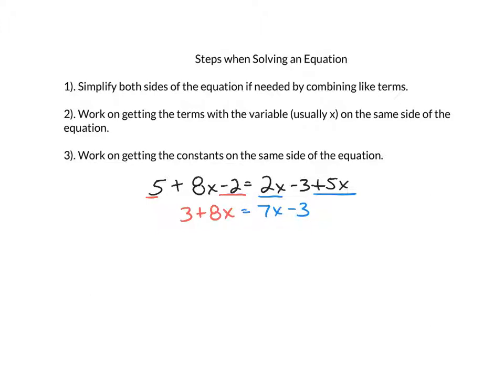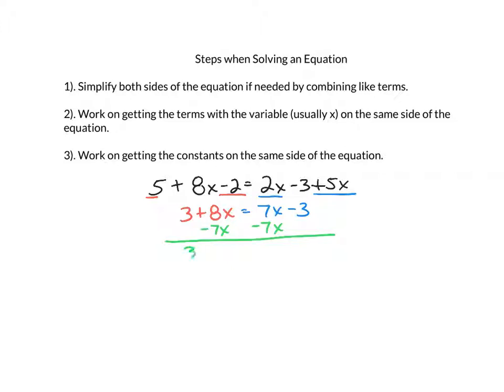Now I'm going to work on getting the terms with the variable, usually the x, on the same side of the equation. So I'm going to go through and I'm going to subtract 7x from the right-hand side of the equation so I can get rid of the x on that side. When I do that, I have to subtract 7x on the left-hand side. And now I'm going to go through and I'm going to simplify.